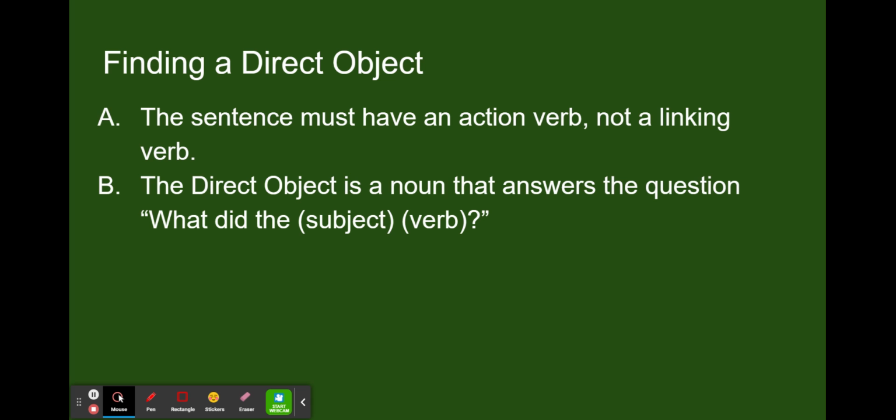Sometimes that action doesn't get completed with a direct object. We call those sentences intransitive. So we're only focusing on transitive verbs now, sentences with direct objects. And a direct object is a noun that answers the question, what did the subject verb? And we substitute the subject and the verb in the sentence.